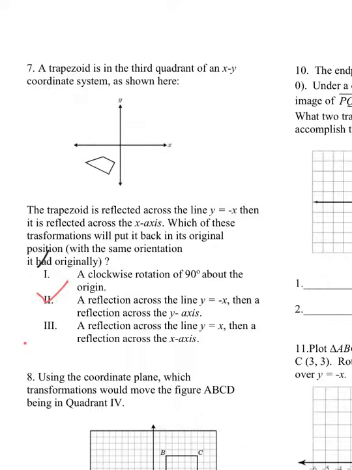And then the same thing with 3. You take it from this position, over y equals x, flips it, because you'll be down here. You'll have this shape, it'll flip up here, and then reflect over the x-axis, we'll put it in there. So all 3 do work. Use patty paper.